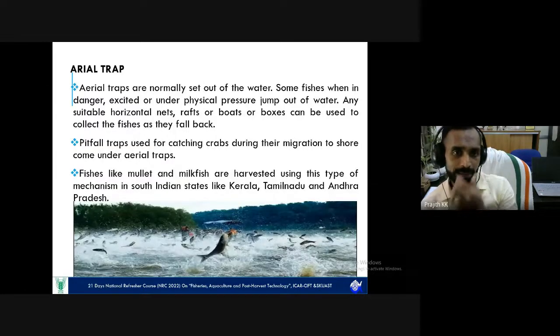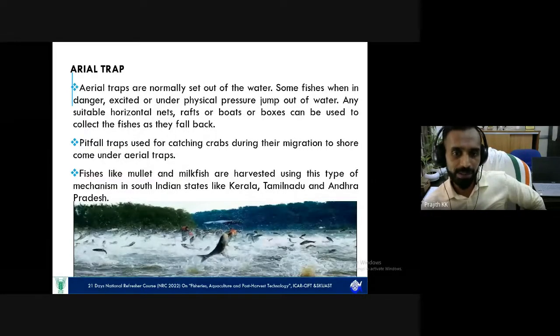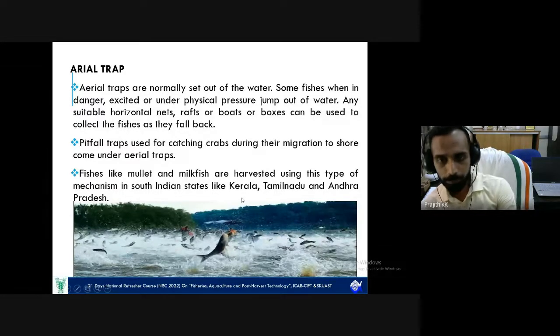Aerial trap, again, this is utilizing another behavior of the fishes. Some fishes tend to jump out of water. So there will be some structures fixed outside the water, and some agitation or movement will be created in the water. As a result, the fishes tend to jump out of the water, and we are harvesting them using suitable devices. This is mainly for harvesting milkfish, that kind of jumping-behavior fishes. This is normally used in Kerala, Tamil Nadu, Andhra.